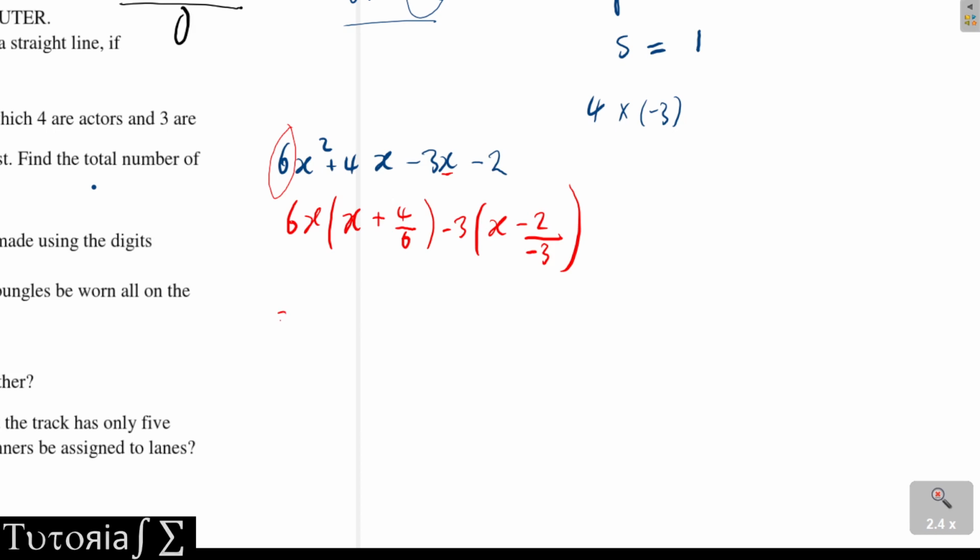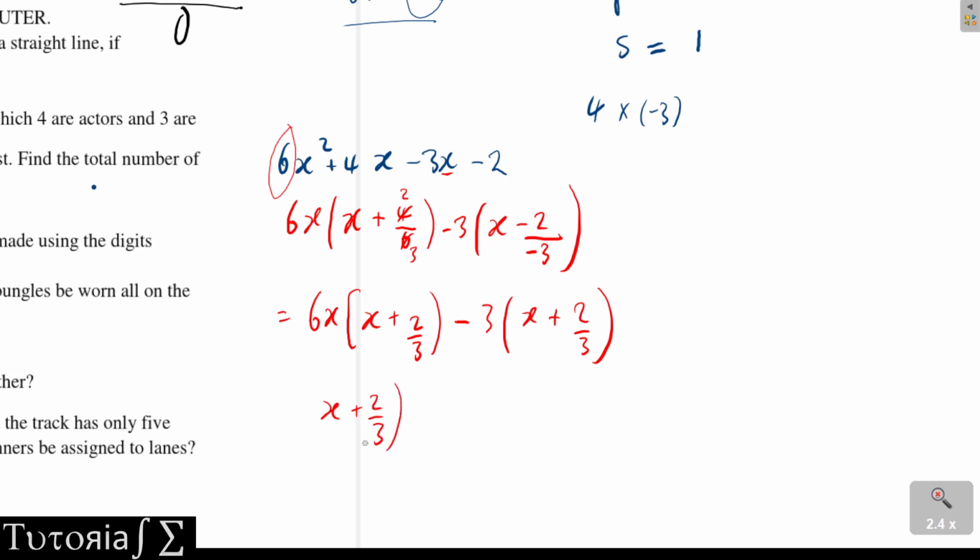So here, let's simplify. So this is 6x. Then here that will be x plus, we know that the 2 can go there, 2 over 3. And minus 3 here, so this will give us x, a negative divided by negative, that will be positive 2 over 3 as well. So basically, we factor out this entire thing, and we're going to have x plus 2 over 3 factored out, and what we remain with here is 6x minus 3.